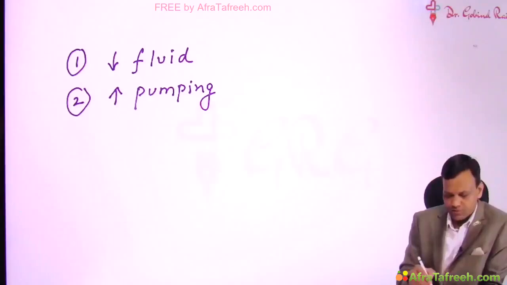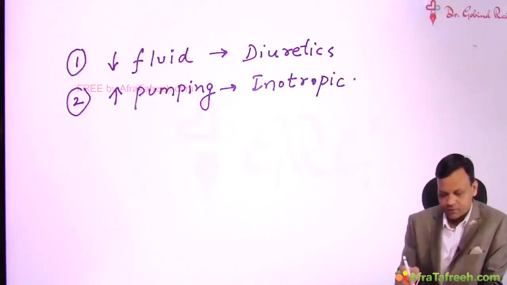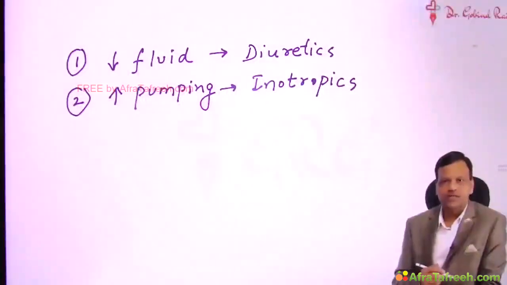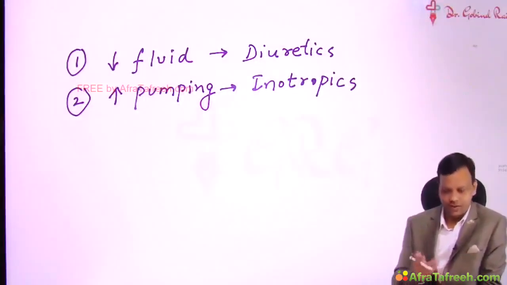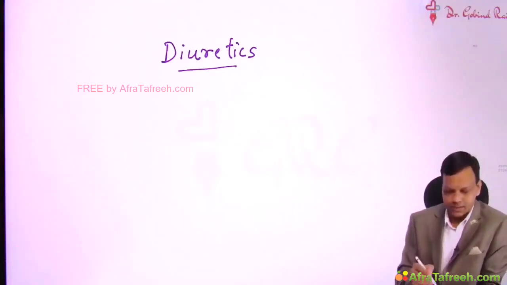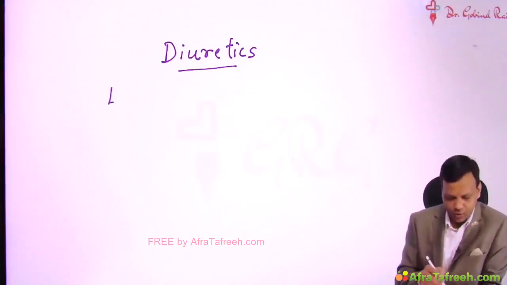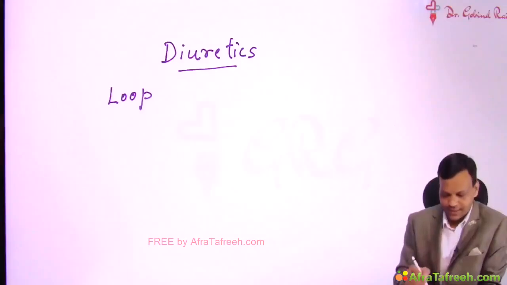The drugs which are used to remove the fluid from the body are diuretics. And the drugs which increase the pumping activity of the heart are called inotropics. Diuretics and inotropics are the 2 main drugs which are used in congestive heart failure. We will discuss these one by one. We'll start from diuretics. Now diuretics in congestive heart failure, we mainly use 2 types of diuretics. One are called loop diuretics like furosemide. Second are called thiazides.